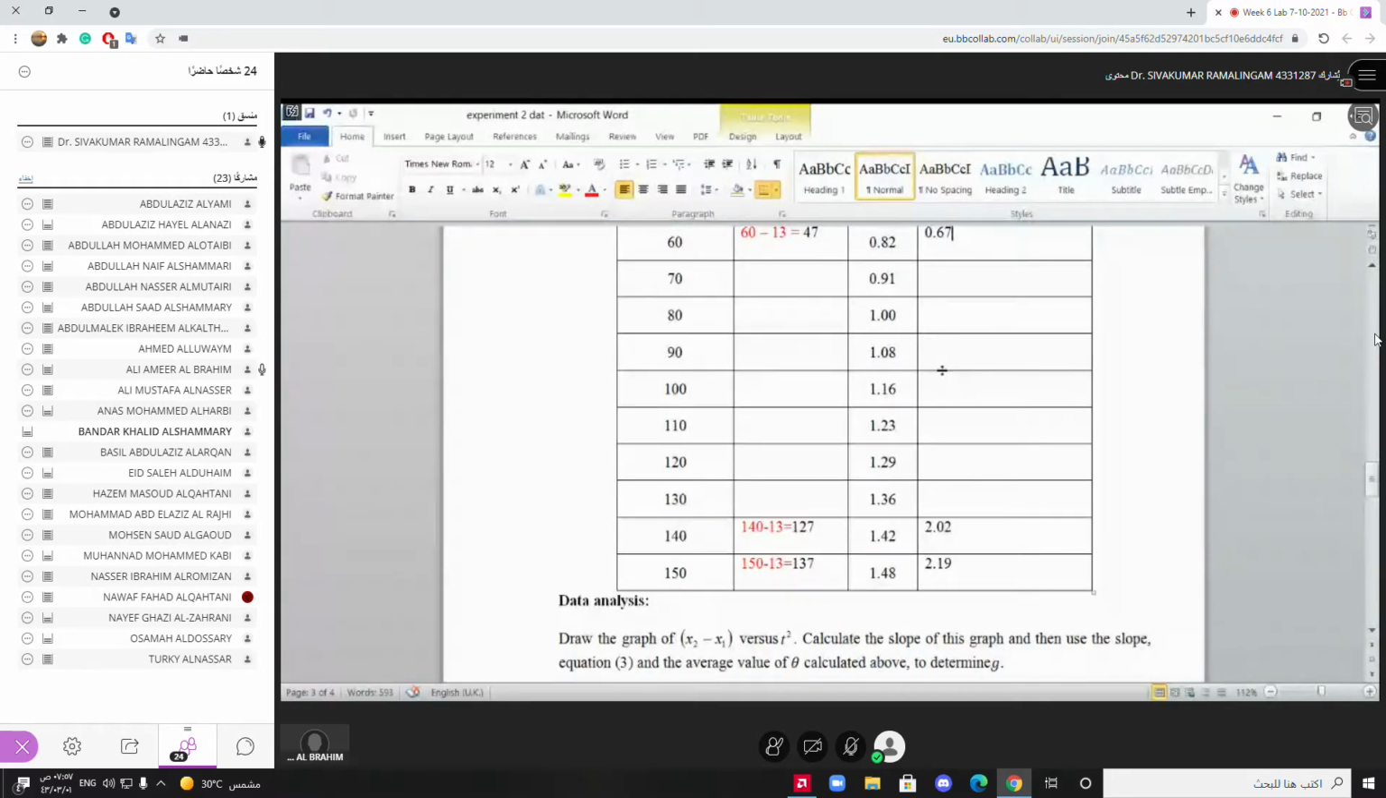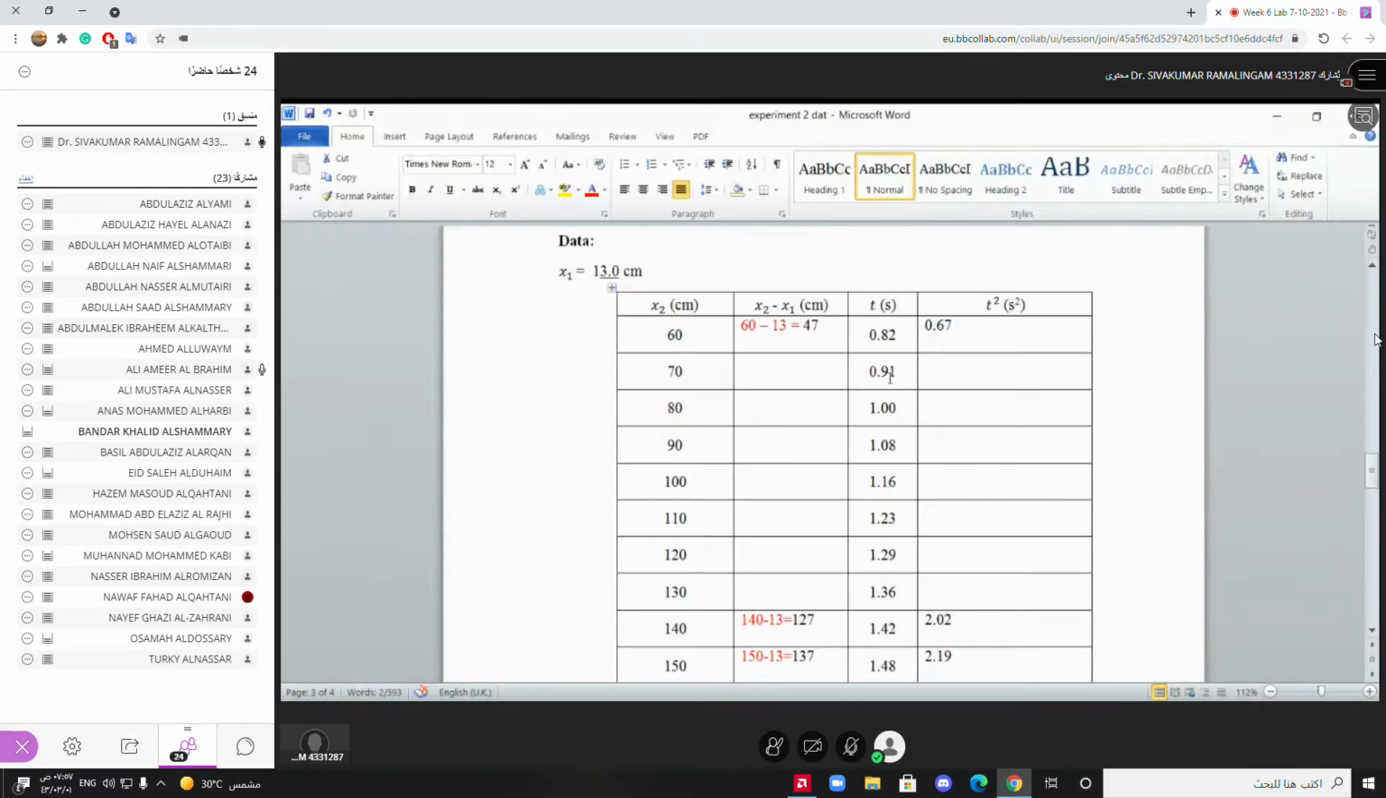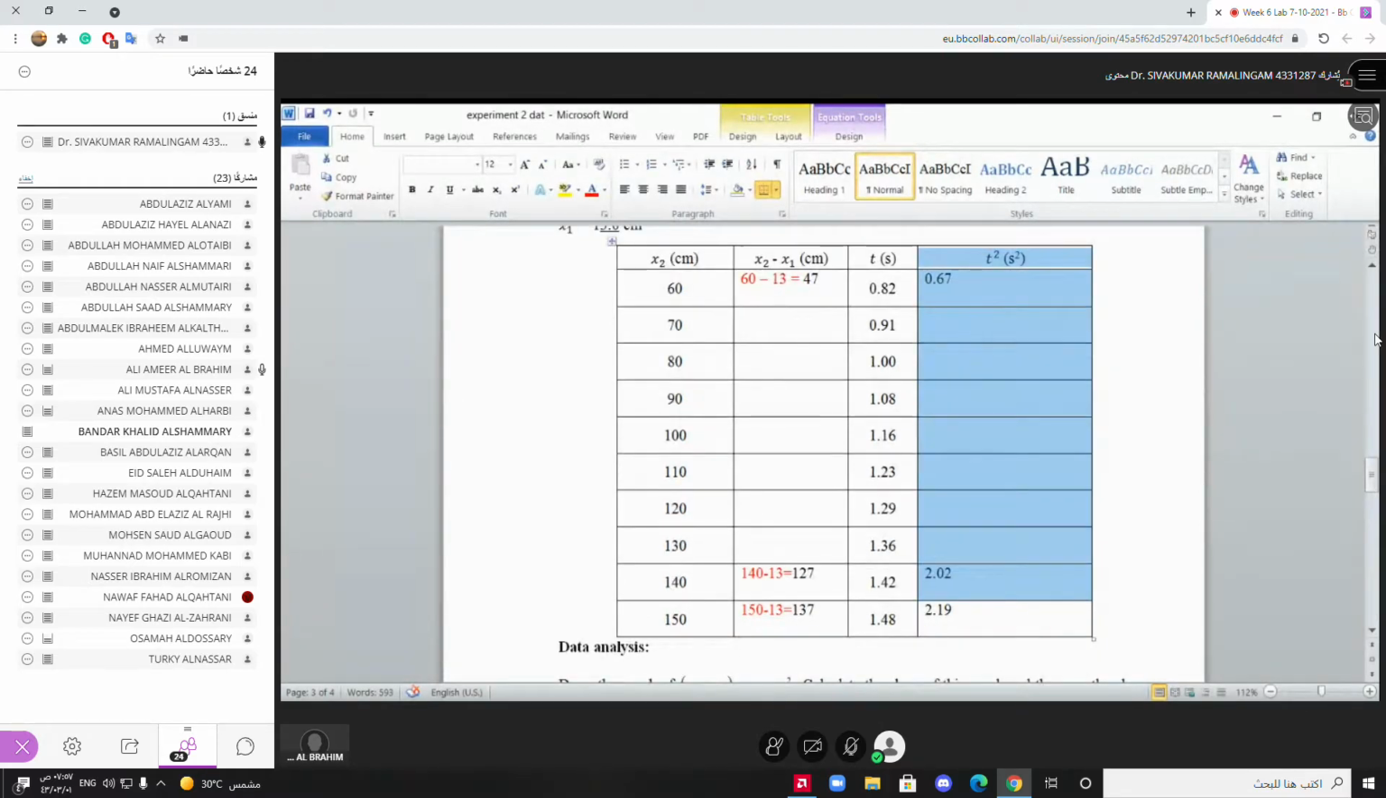Now square this and get. Now you got these values. You're going to draw the graph between x2 minus x1 versus t square. This quantity I'm going to take along the y-axis. This quantity I'm going to take along the x-axis. Clear? Yes. Now I will explain you how to draw the graph.